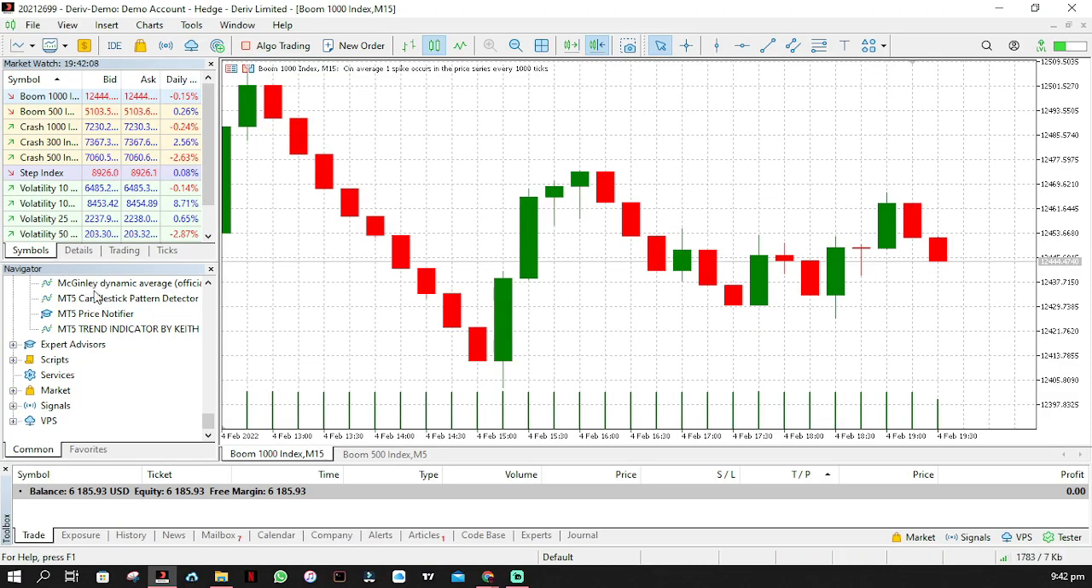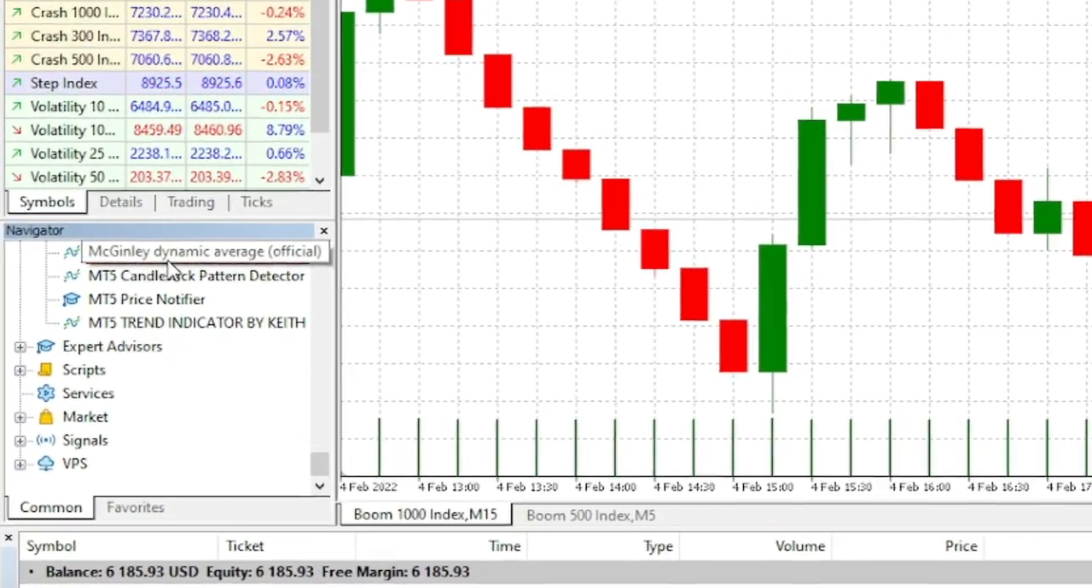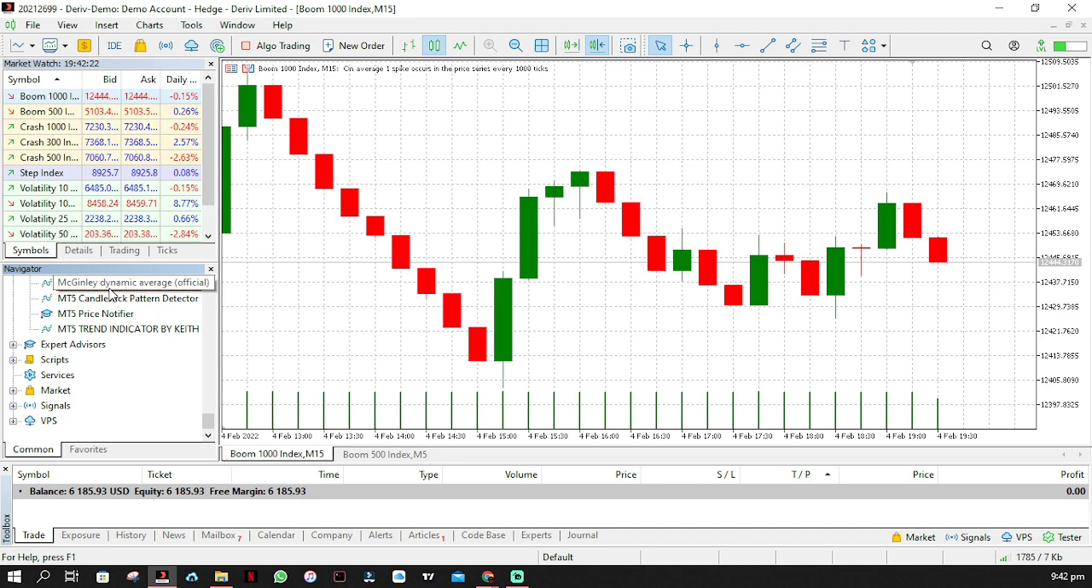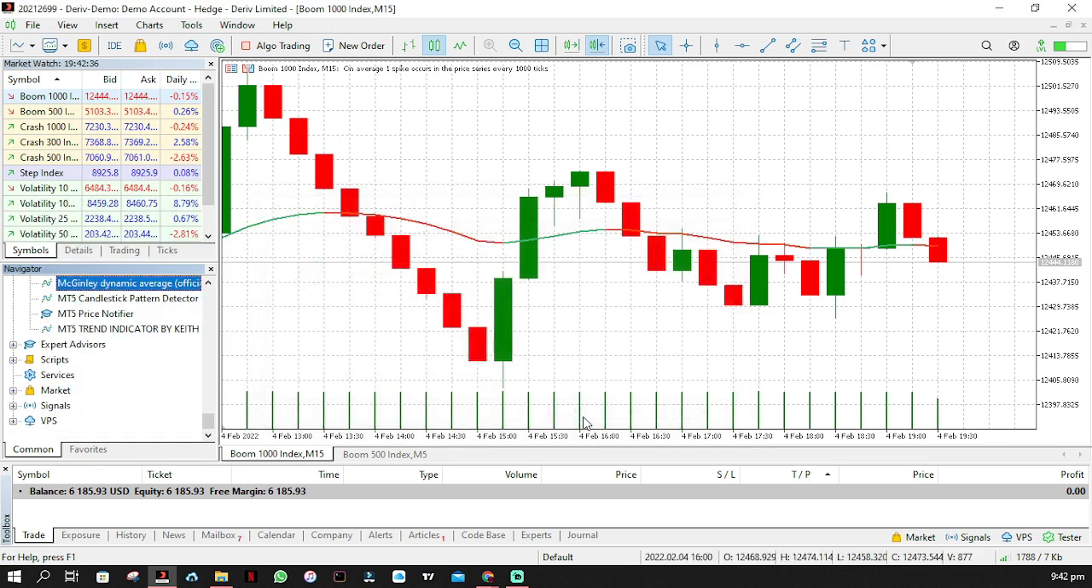Okay, so this is my MetaTrader 5. You're going to need two indicators. The first indicator you're going to need is the McGinley Dynamic Average indicator. This indicator is currently free on my website, so I'll include the link in the description where you can download it. I'm going to drag it to the chart and click on OK.